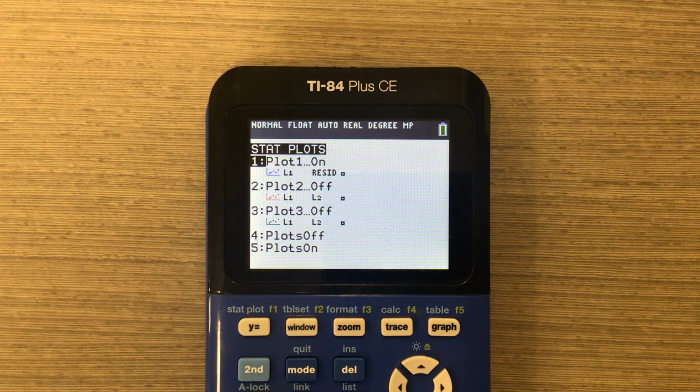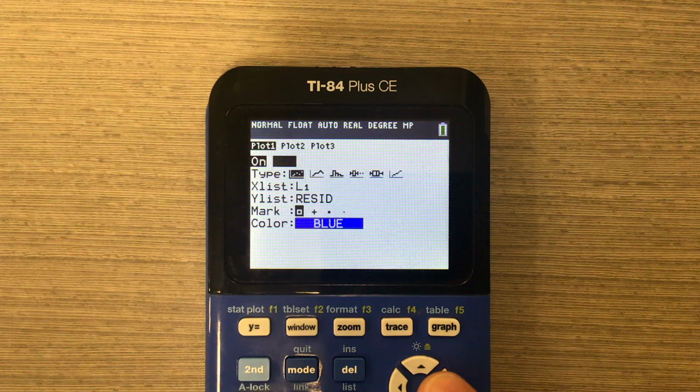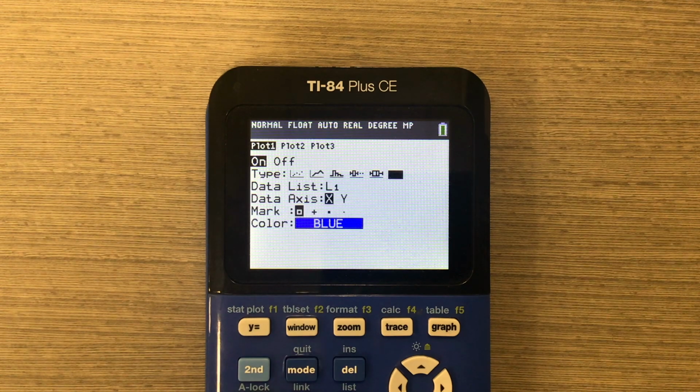I'm going to go to plot number 1. I do not want to look at a residual plot yet. I want to look at the normal probability plot. That's the last one, press enter, for my residuals here.